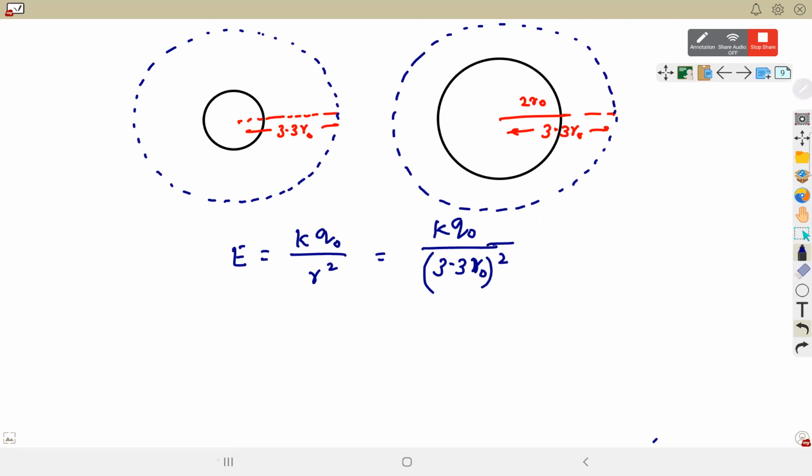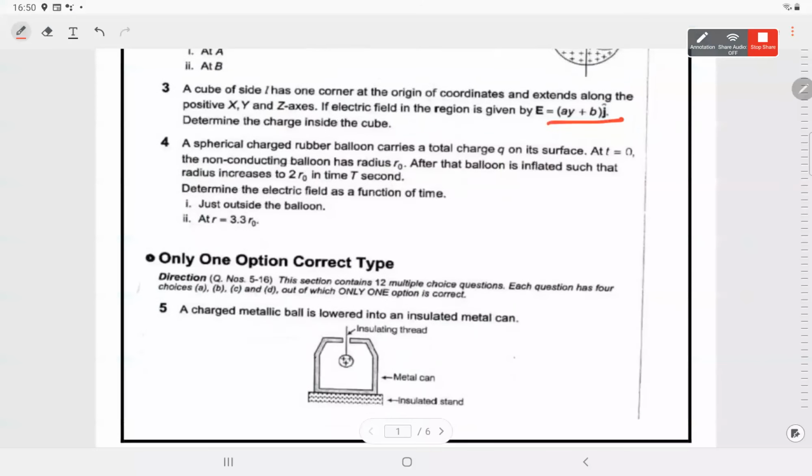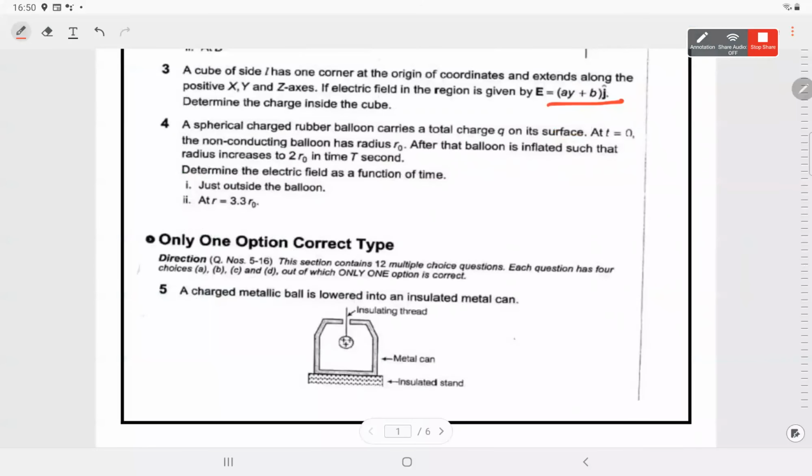Right. So these are some concept application based questions. You have to derive knowledge from them. It's not just the answer to this question that is important. It's also important that you understand the concept behind it.